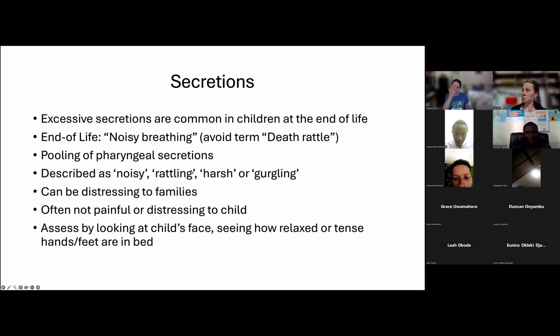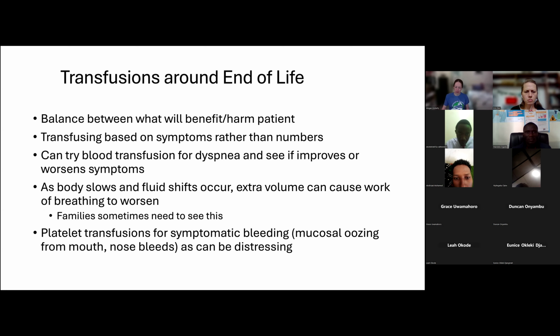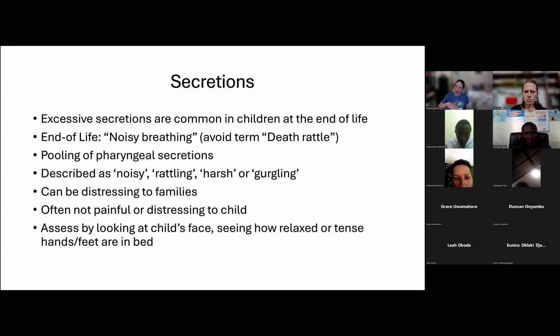So again, we look at the child's face. How do they look? Do they look relaxed or tense? Look at their arms and legs. If the child looks very relaxed, then we just turn the child on their side, allow the secretions to drain out. We don't suction them. We might use medications that help dry up secretions.